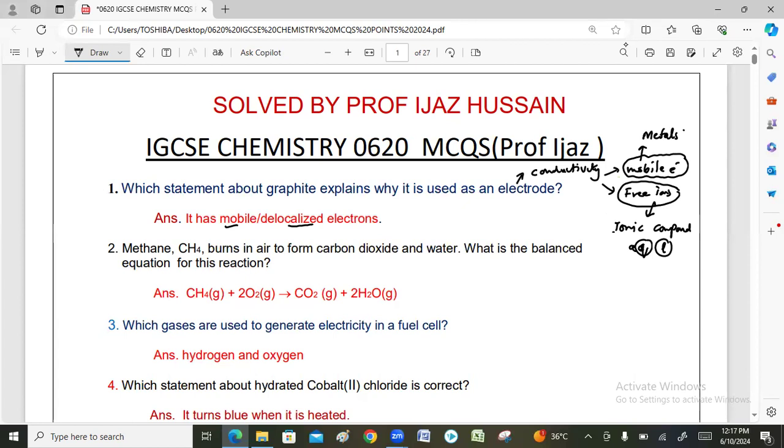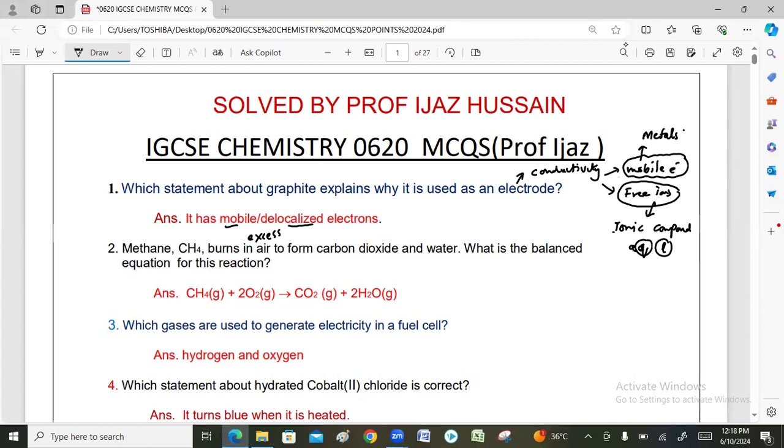Okay, now the next: methane burns in air to form carbon dioxide and water. What is the balanced chemical equation for this reaction? Whenever you get carbon dioxide and water, the carbon dioxide is produced when the substance reacts with excess air, because in limited supply of air, carbon monoxide will be produced. So this is the balanced chemical equation.